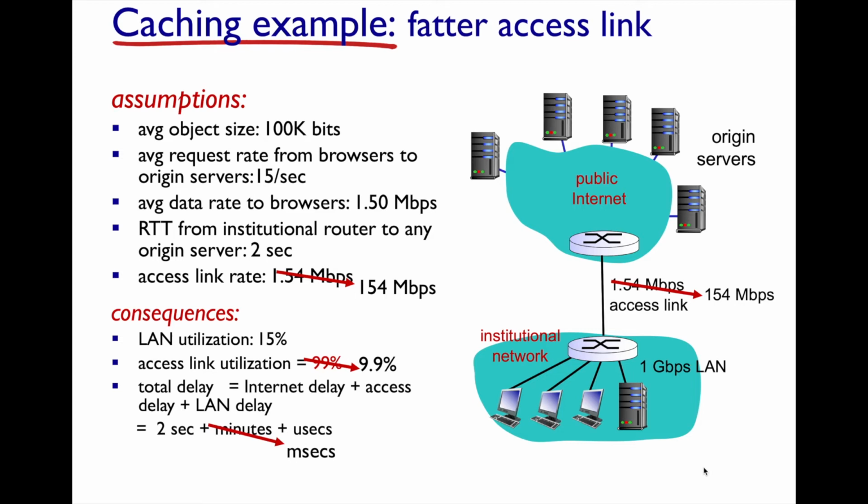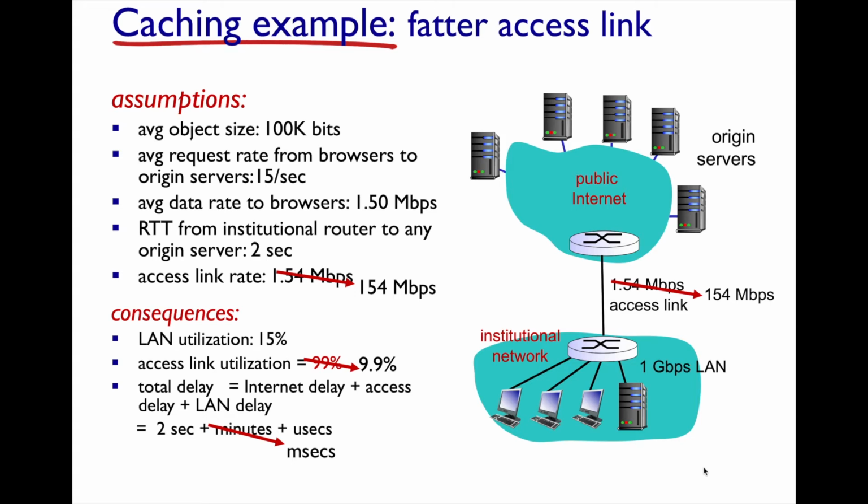So given that, our numbers change. Our local area network delay is going to be on the order of microseconds. Our internet delay hasn't changed. You really don't have control over that. That's going to be about 2 seconds, given these numbers. And now we've reduced the bottleneck link. Instead of minutes, it's now milliseconds because our utilization is so much smaller. So what dominates here is the 2 seconds. That means our delay is going to be around 2 seconds, because the 2 seconds is much greater than any amount of milliseconds and certainly greater than any amount of microseconds.